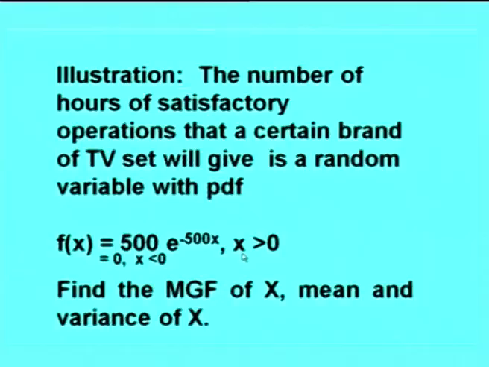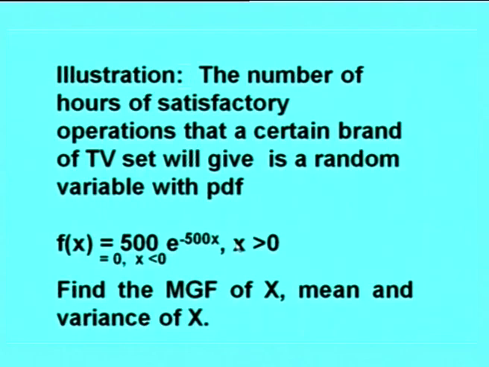How do you say it is continuous? Because x is taking the values in an interval. X is greater than 0 means x is taking the values from 0 to infinity, all possible values from 0 to infinity. So, the illustration goes as the number of hours of satisfactory operation that a certain brand of TV set will give. That is, the satisfactory life of a TV set is being described as a continuous random variable, and its PDF is given by f of x is equal to 500 e power minus 500 x for x greater than 0, that is from 0 to infinity, and is equal to 0 when x is less than 0. Find the MGF of x, mean and variance.